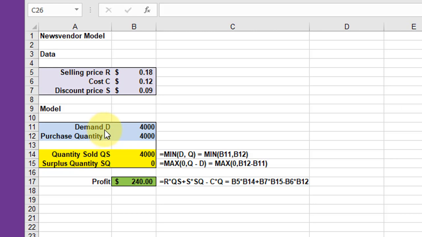The part in blue, the demand and the purchase quantity, those are variables. The demand we can't control, but here we're assuming it to be 4,000. And I'm starting out the decision variable and saying it's also 4,000. In yellow are our outputs here. The first part is the quantity sold, QS, and it's 4,000, and it's the minimum of the demand or the quantity that he purchases, Q. And the reason for that, he cannot sell more than demand, and he cannot sell more than Q. So it's the minimum of those two, and that's the formula with the cell references.